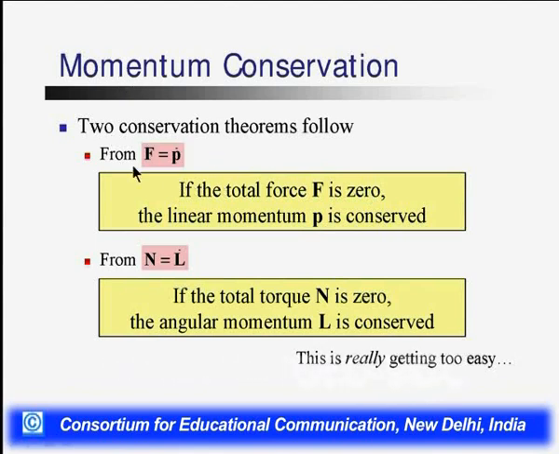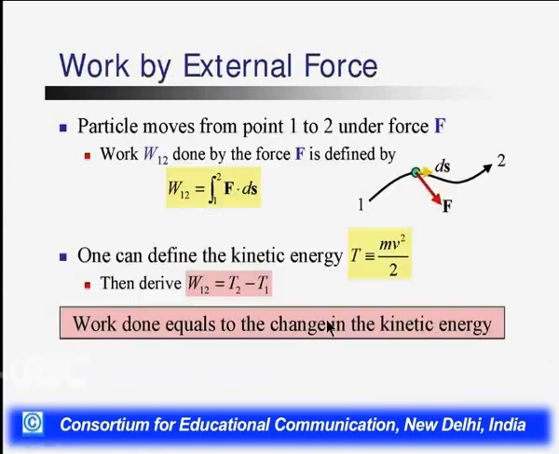will be constant. If F is equal to 0, then dp by dt is equal to 0, then P will be constant. That's why we are writing it here. If the total force F is 0, then the linear momentum P is conserved. Now N is the torque, and N is equal to L dot, the rate of change of angular momentum. If we take torque equal to 0, then angular momentum L will be conserved. It is very easy to understand that linear momentum and angular momentum are both conserved in this system.